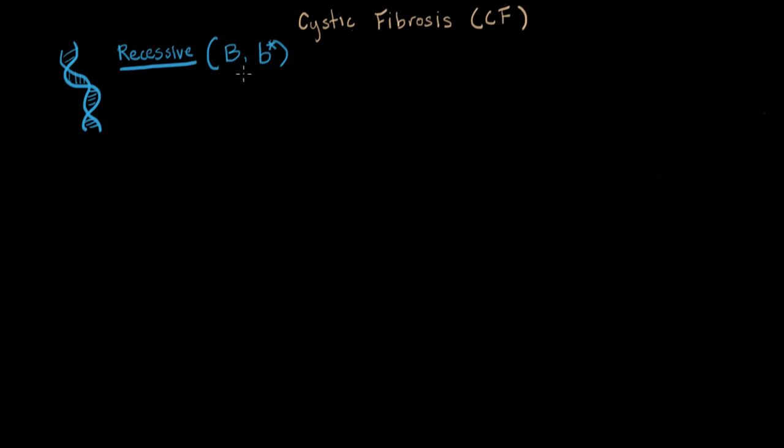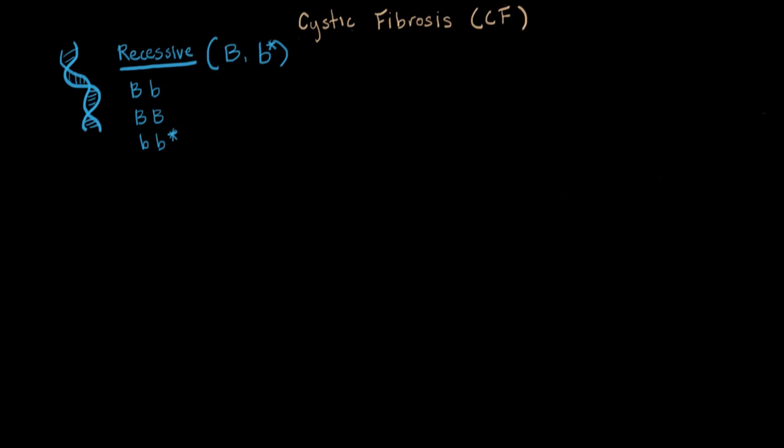So if you get one from mom, one from dad, out of these two, there are three possible combinations, right? So we have big B, small b, that's one. We can have big B, big B, or small b and small b. For recessive diseases, you have to have two copies of the defective gene. So mom and dad must give you the CF gene for the disease to happen. Now this is different from dominant diseases where it only takes one copy of the defective gene.